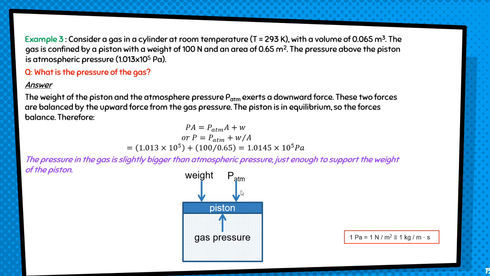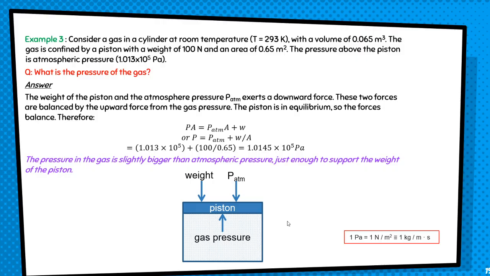So PA equals P_atm times A plus the weight, and solving for P because we want the pressure of the gas, A moves here. So this becomes just P, this becomes W over A, and you plug that into the equation. Because 1 Pascal is equal to 1 Newton per meter square, there's no change in the numbers. You'll see that the gas pressure is 1.0145 times 10 to the power of 5 Pascal, slightly larger than the atmospheric pressure, in order to support the weight. You can expect it to be slightly larger because there is the weight, the force that actually pushes it down.